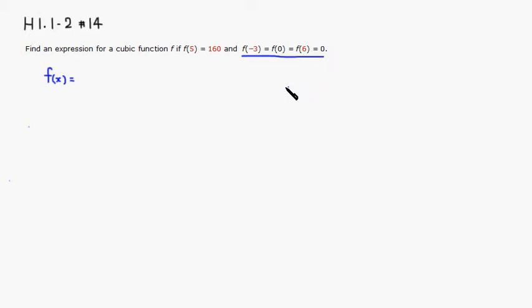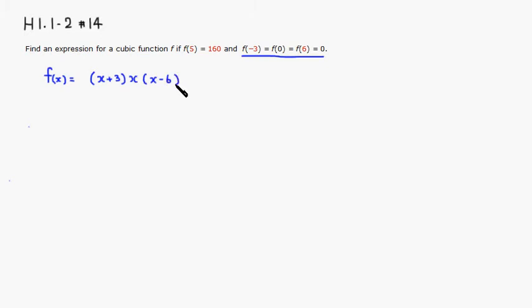Which means that we can factor this function. In order to have x equals -3 as a zero, we have to have a quantity x plus 3. So one of the factors must be x plus 3. Another zero is x equals 0, which means that x must be a factor, so you have an x here. And 6 is another zero, so the factor is going to be x minus 6.